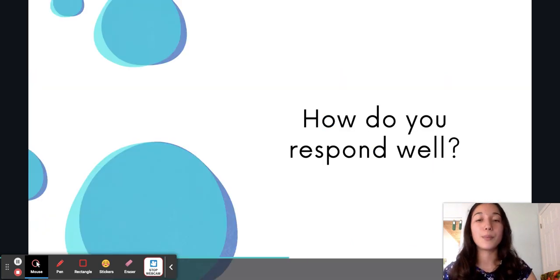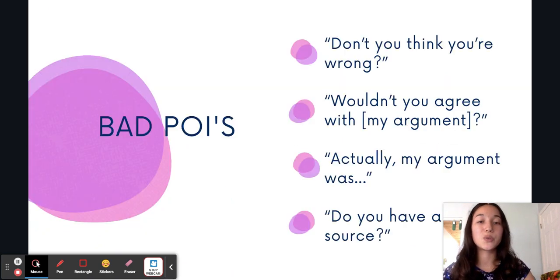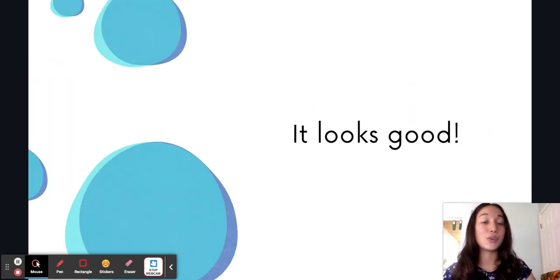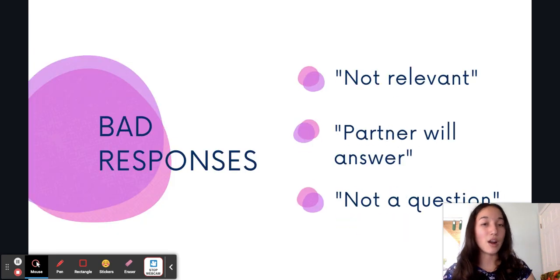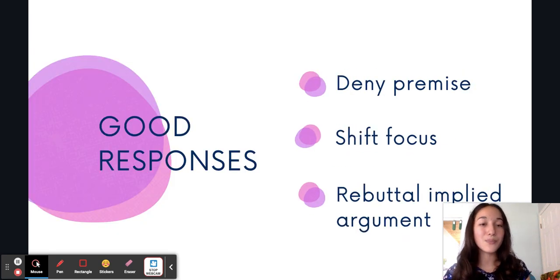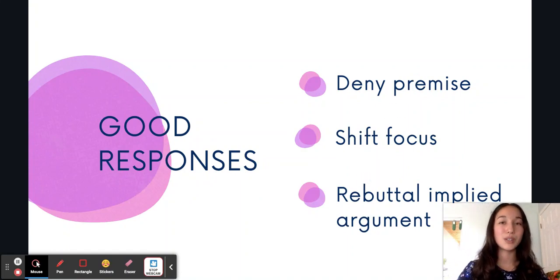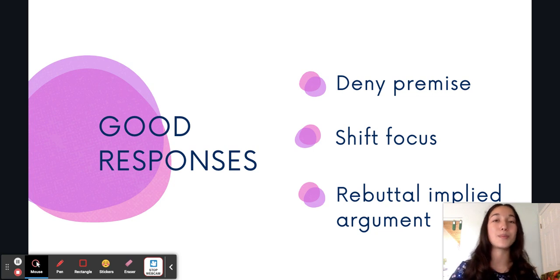So, if you may remember, let's return back to the strategies that debaters like to use for POIs. Note that a lot of debaters like to use the very first strategy, set up an argument. And so, what you could do is predict or foresee the argument that your opponents are trying to say, and then completely deny it or rebut it. This is good because you're cutting to the chase, as you can oftentimes predict the kind of argumentation that your opponents are going to make.